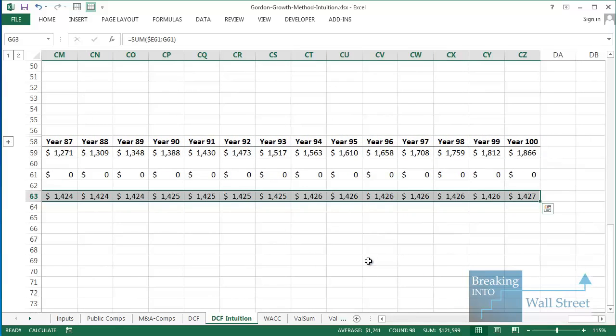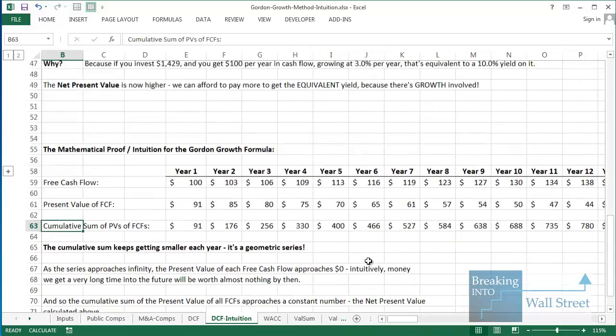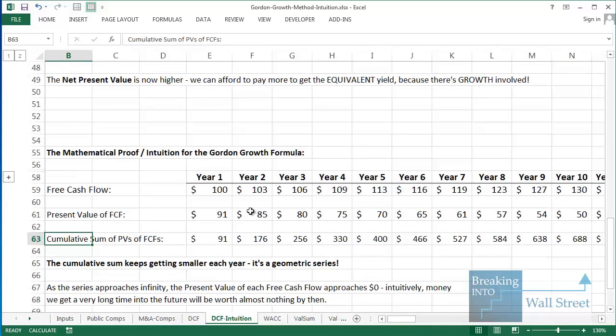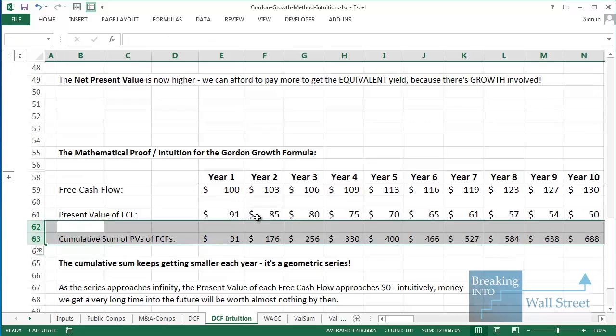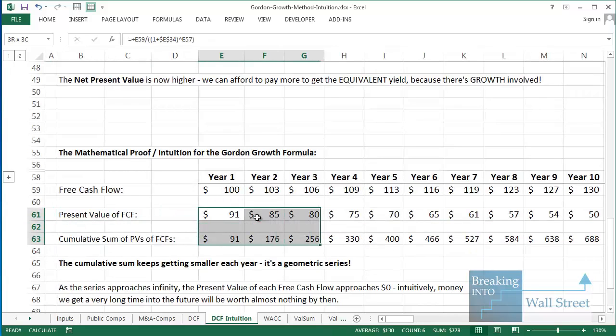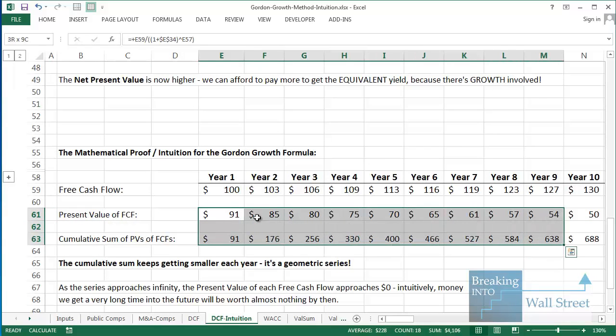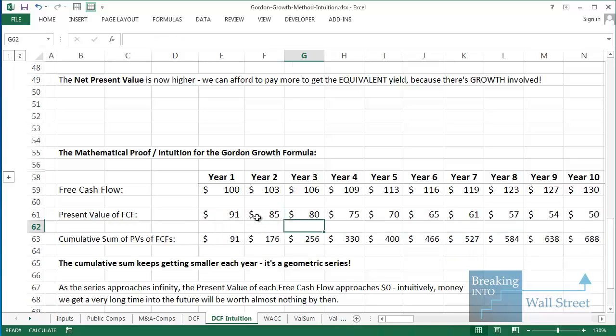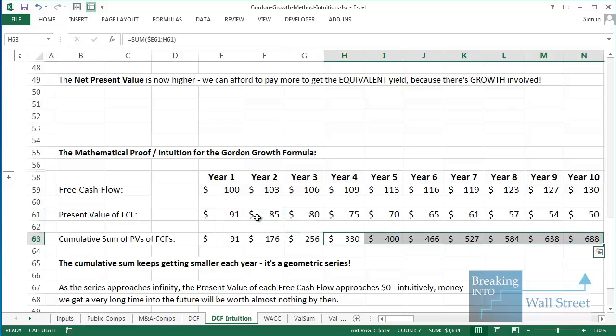You have that. And so what I want to draw your attention to is the following. The present value of free cash flows and the cumulative sum. Look at how these change. Over time, present value free cash flow starts off at a decently high number, but it definitely declines a lot all the way to year 10. And then meanwhile, the cumulative sum keeps changing by a smaller amount.